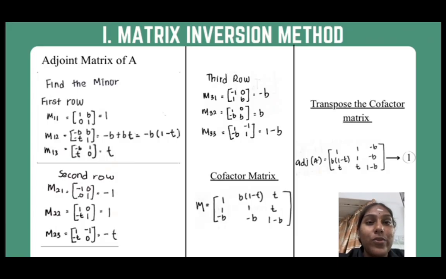The final step to reach the adjoint of A is to transpose the cofactor matrix, which means we flip the matrix over its diagonal, turning our rows into columns. If you look at the final matrix on the right, labeled as equation 1, the first row from the cofactor matrix has now become our first column. This resulting matrix, adjoint A, is what we will use in the next slide to solve for our variables.